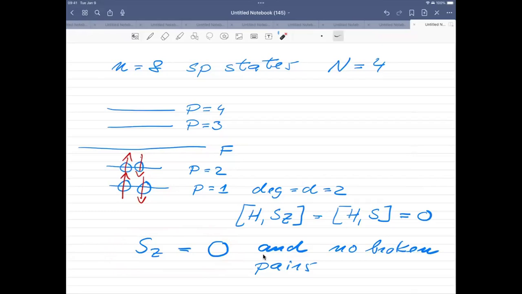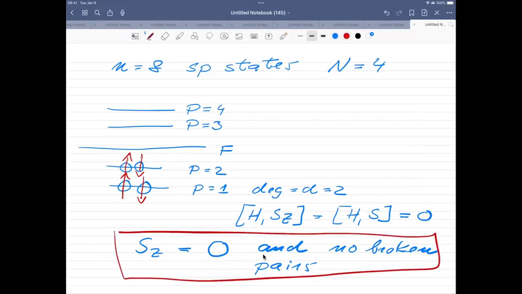So let's take a closer look at this. It means that the possible states, when we now make this constraint, with that constraint, we're only going to get 6 possible Slater determinants.